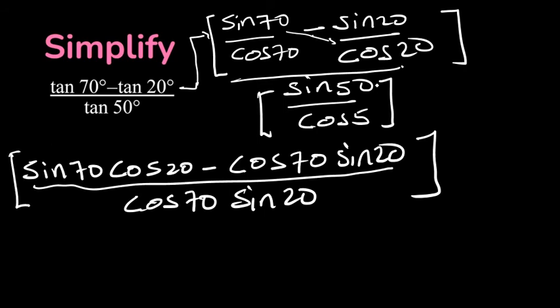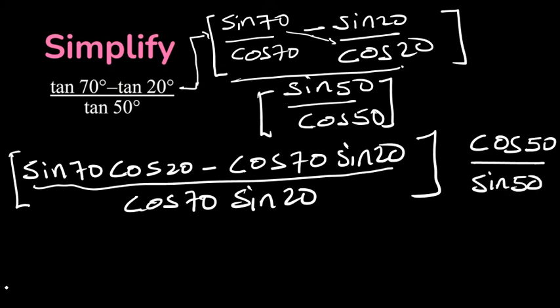times, we will flip the denominator. This sine 50 over cosine 50 will be flipped because it's denominator. We'll write it cosine 50 over sine 50.